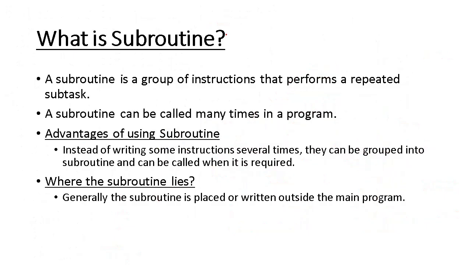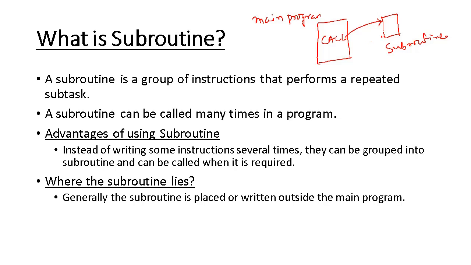Now come to the second part, what is a subroutine. Suppose we are writing a main program and the program body is over here. In the main program, there is an instruction which we need to perform again and again. We write a small program outside the main program, and whenever it is required in the main program, we can call it. This sub part is known as a subroutine. Whenever we return to the main program from the subroutine, we require an instruction called RET or return.